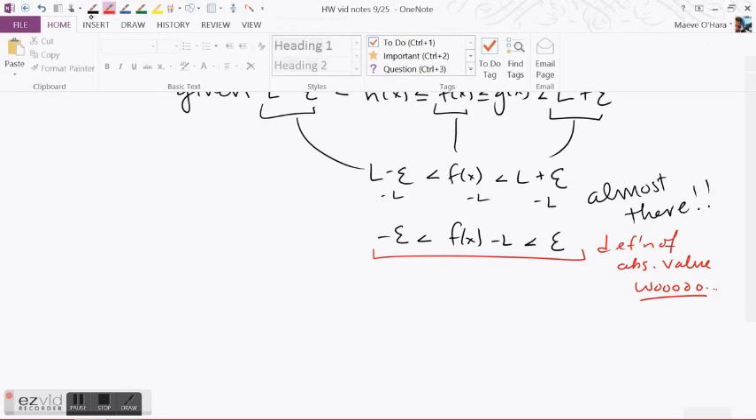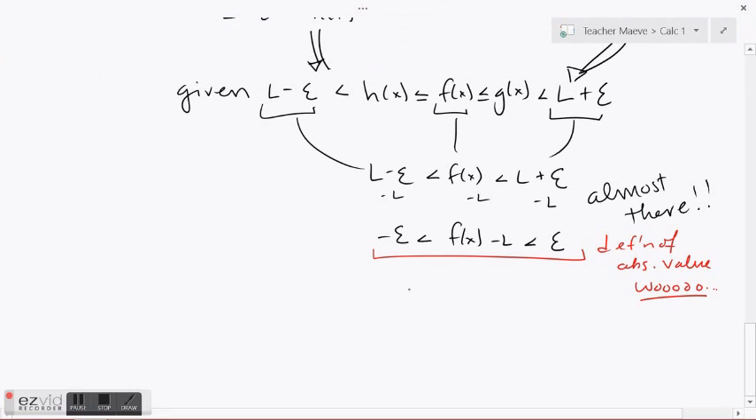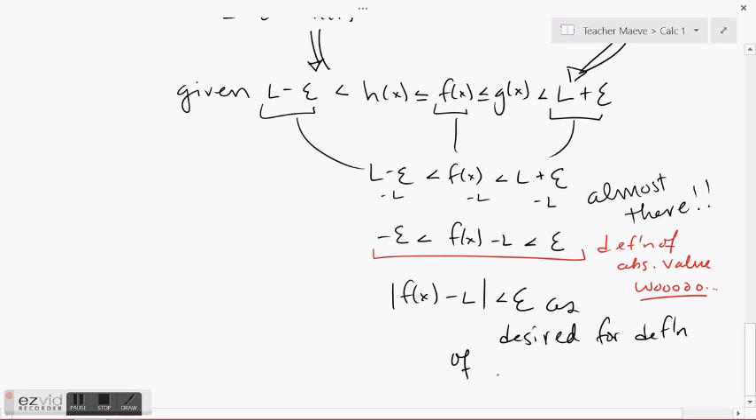Woohoo! We have the absolute value of f of x minus L is less than epsilon. As desired. Because remember, up top, we already defined our delta, right? We found the delta where this is going to be true. This is desired for the definition of the limit of f of x as x approaches c is equal to L. Smiley face, box it out.